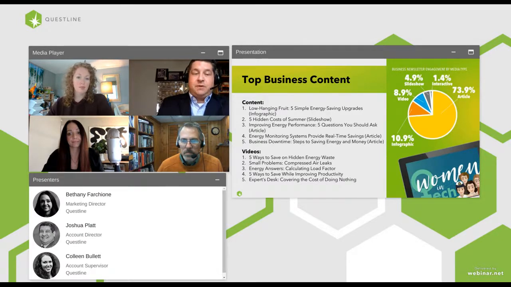As for the breakdown of content type by engagement for the business customer, articles accounted for by far the largest share of engagement, coming in at over 73%, almost 74%. Infographics followed, and videos came in next. Those are at 10.9 respectively. And then slideshows accounted for nearly 5%, with interactive media garnering the remaining 1.4% of engagement.